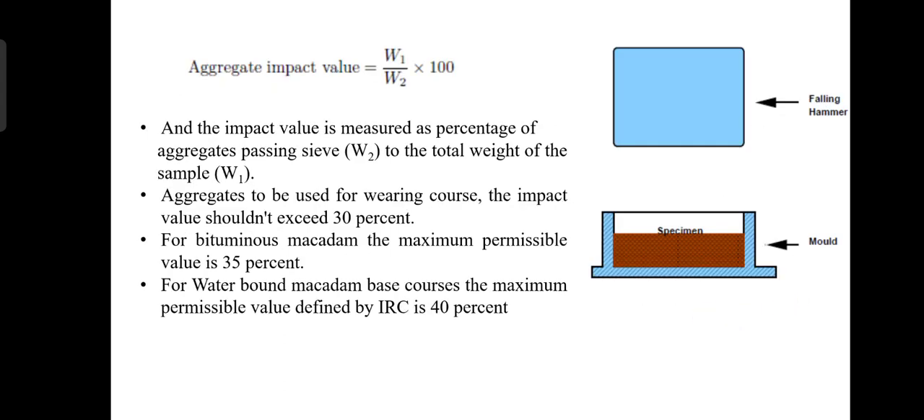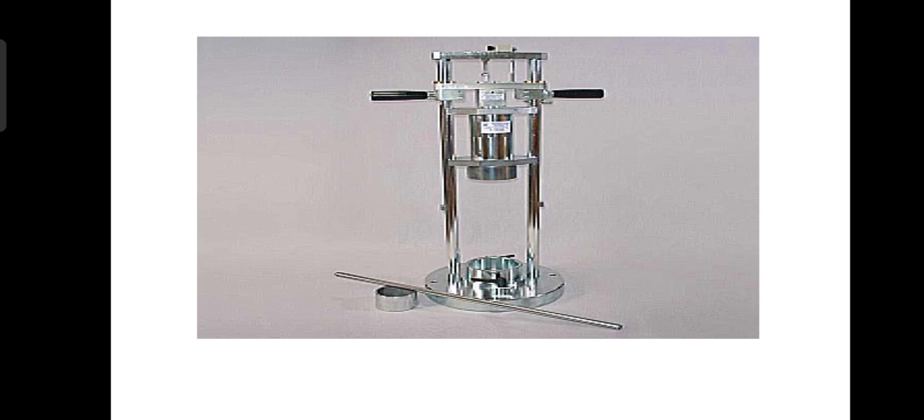So the aggregate impact value is found by the formula W2 by W1 into 100, where W1 is the total weight of the sample and W2 is the weight of aggregate passing through the sieve. For aggregate to be used for wearing course, the impact value should not exceed 30%, and for bituminous macadam the maximum permissible value is 35%, and for a water bound macadam base course the maximum permissible value defined by IRC is 40%. So here you can see the impact testing apparatus.